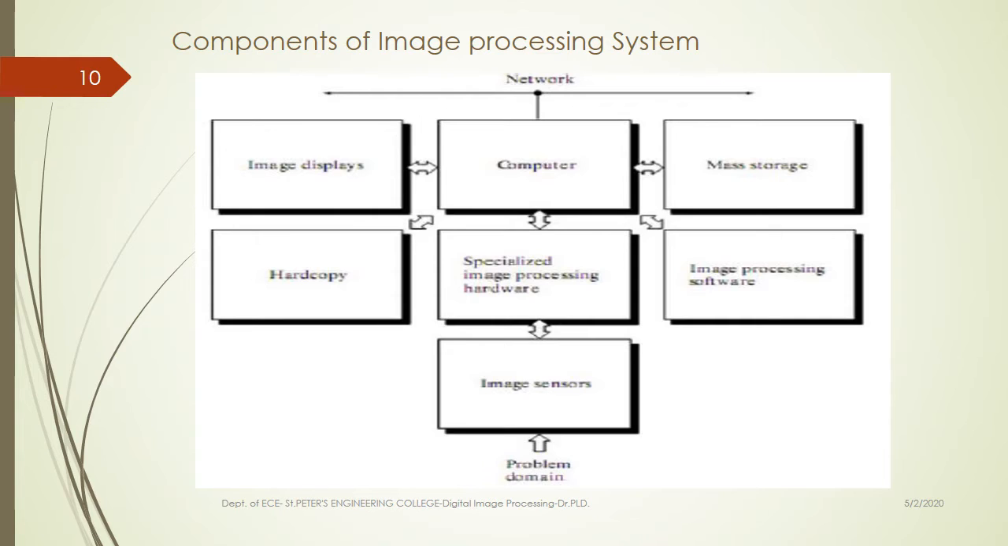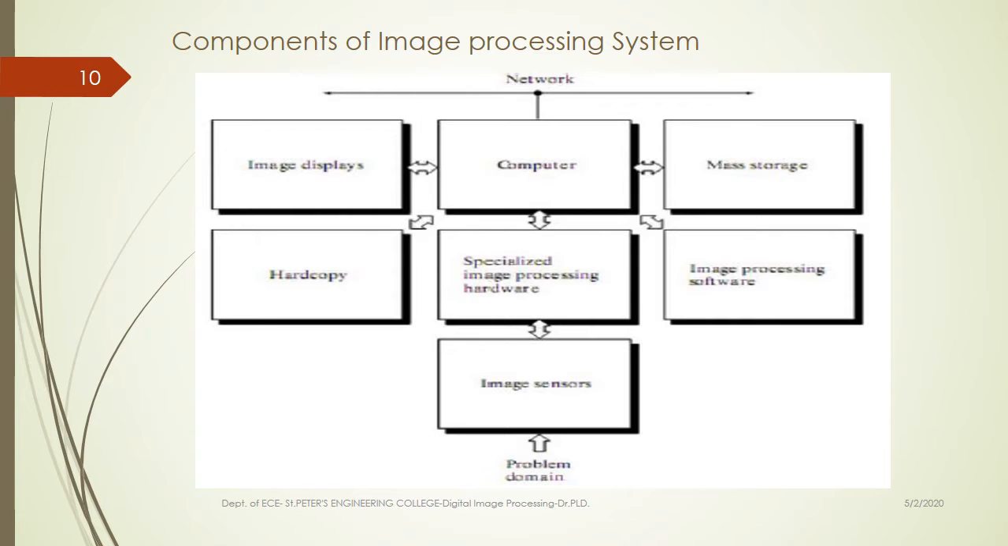After that, we have the main digital computer. From this computer we have many connections to the image display unit, the mass storage unit, as well as hard copy, which we maintain for permanent storage purposes. Another component is image processing software, which is very essential. Based on the application, the software goes on changing. Accordingly, we can keep all the information in the digital computer. These are the main components of image processing.